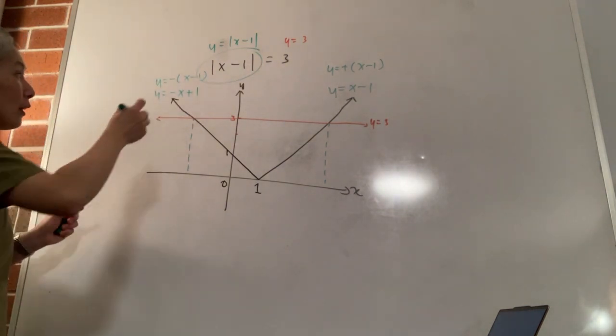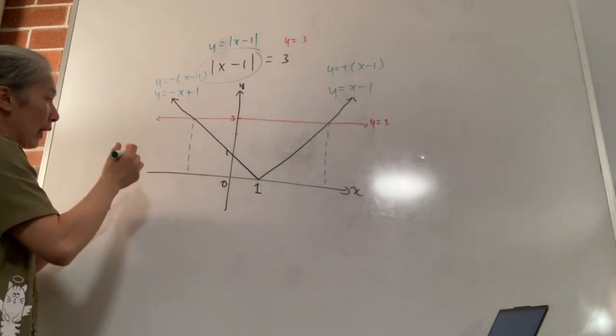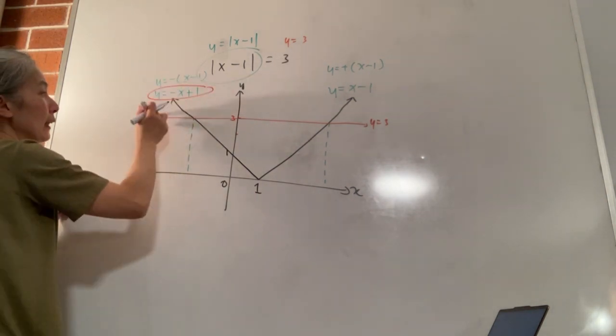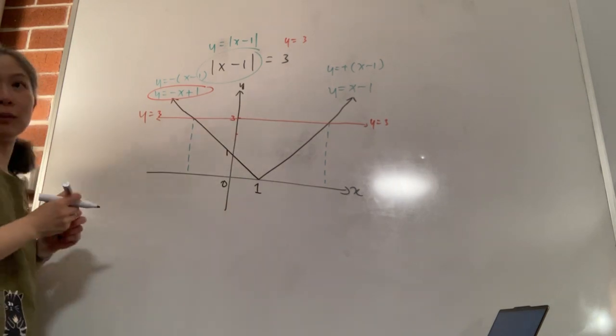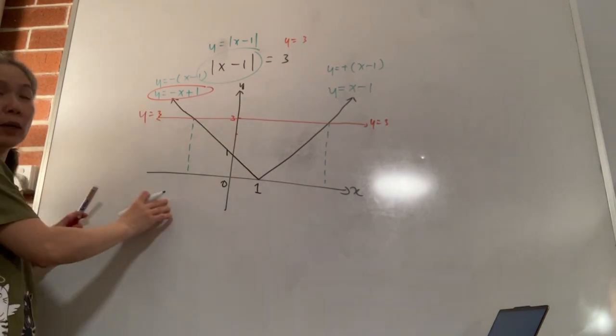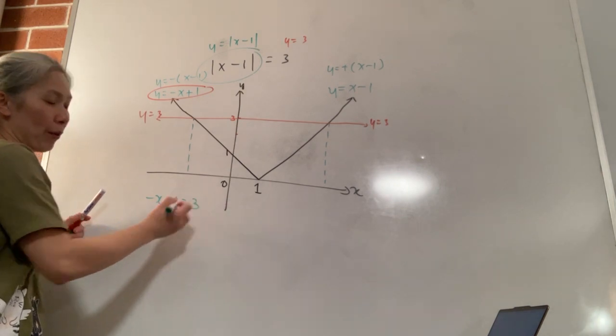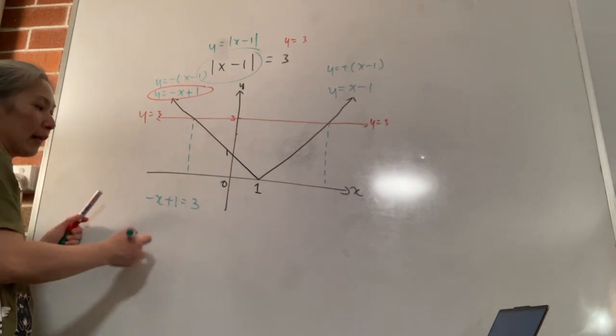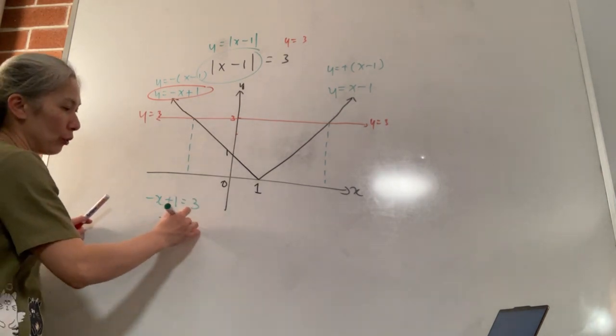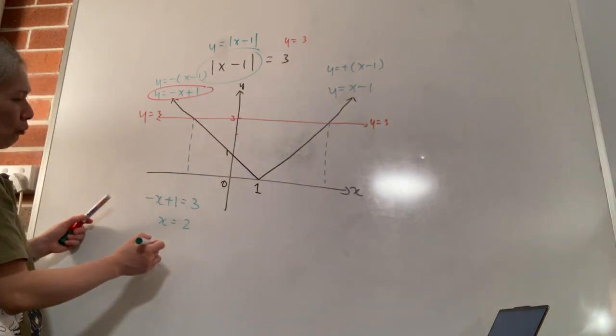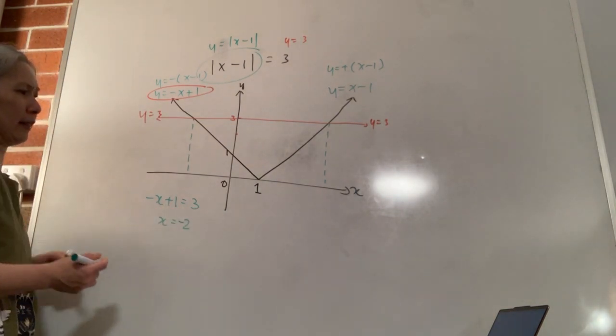All good? So to find this point, that means I solve the simultaneous equations between this and y equals 3. So your working out will be minus x plus 1 equal to 3. And that will give you x equal to minus 2. Yes.